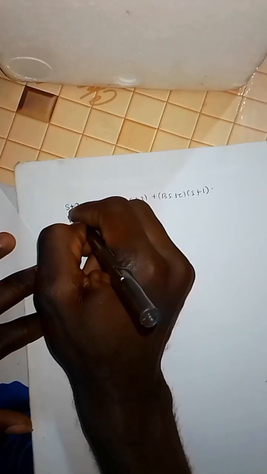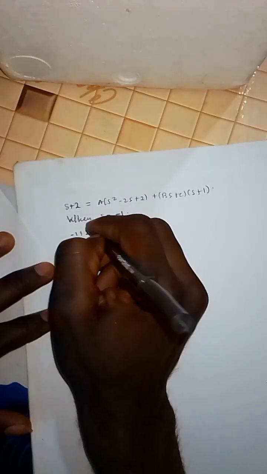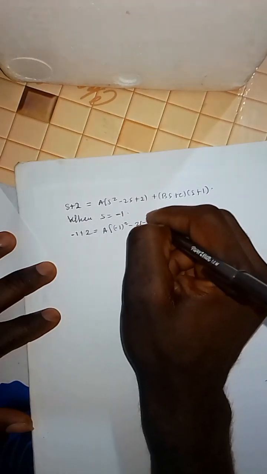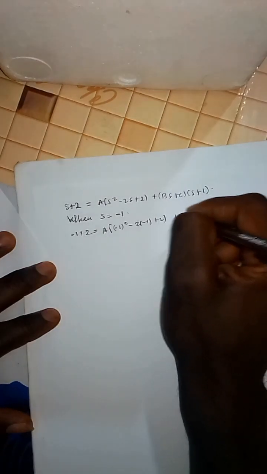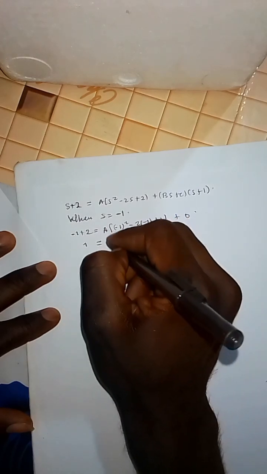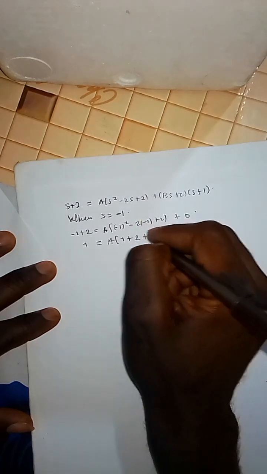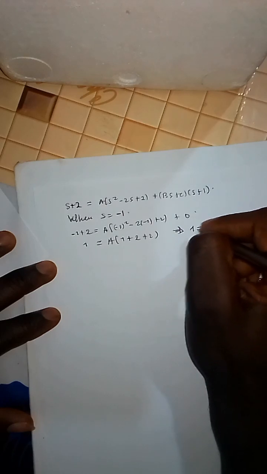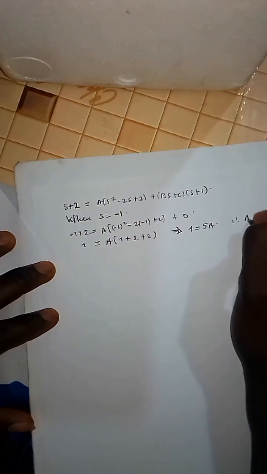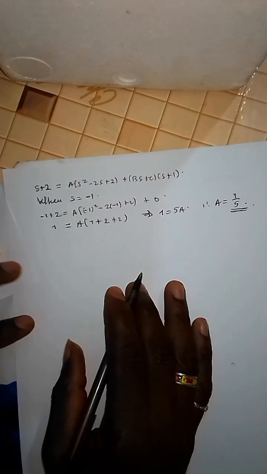So when we set s to be equal to -1, this term will result to 0. What are we going to have? We'll have -1 + 2 equal to A into ((-1)² - 2(-1) + 2), plus 0. This will leave us with 1 on the left hand side equal to A into (1 + 2 + 2). This implies that 1 is equal to 5A. Therefore, A is equal to 1 all over 5. So this is the value for A.